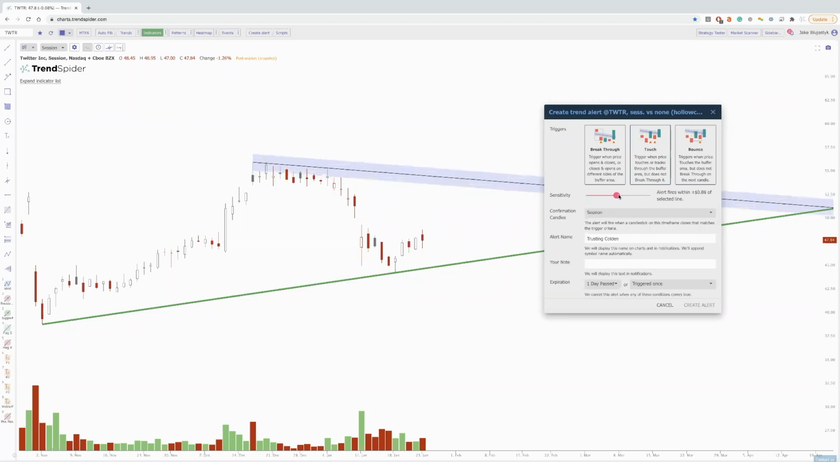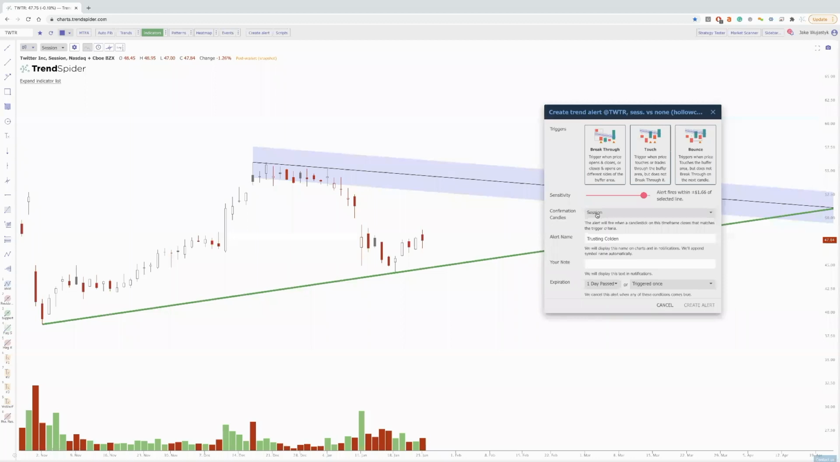So this is something that allows you to really pick up on price action without having to be right on the money. So this is nice because you can choose what confirmation candle you want. Maybe you're a longer term trader and you really want to make sure that daily candle closes within this purple area or touches it or whatever the case is. You would choose a session or a daily confirmation candle. Those are the two candles we have for the daily.